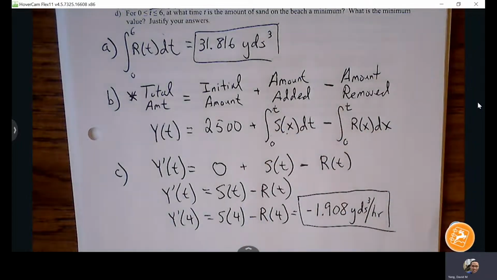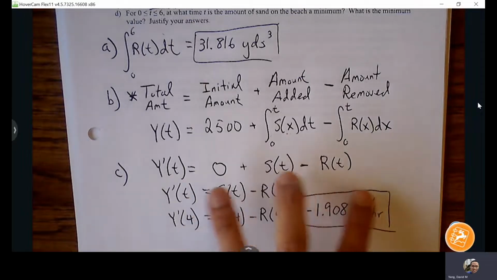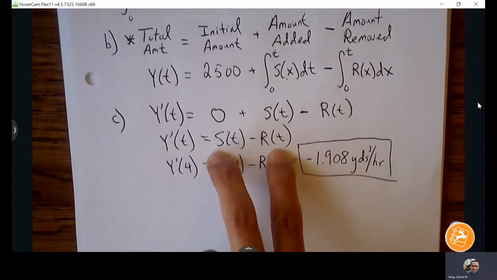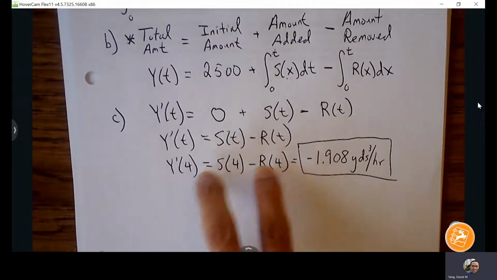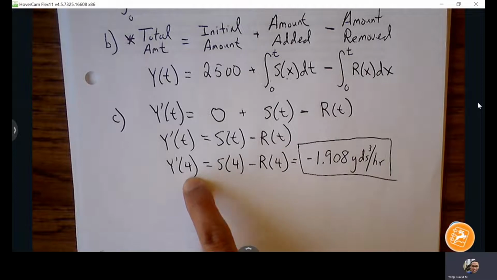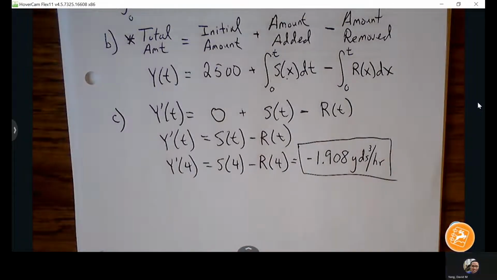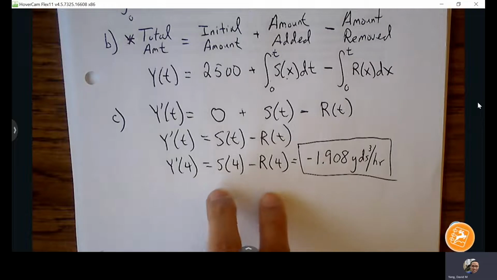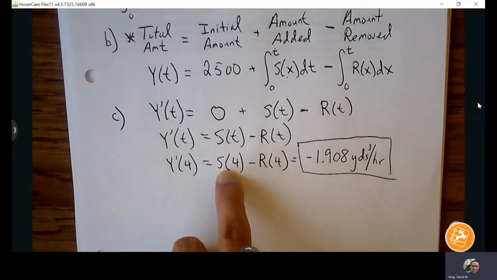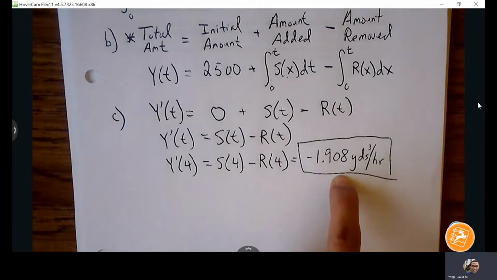I'm stripping away that integral because I'm taking the derivative of both terms, and both terms are sitting one level above S of x, and I take the derivative, and that's going to take the integral along with it, just undoing that integral process. So my derivative is simply S of t minus R of t, and I want to find the rate at which the amount of sand is changing at 4 hours. So I enter 4 in for S of t and R of t. So S of 4 minus R of 4 is negative 1.908.